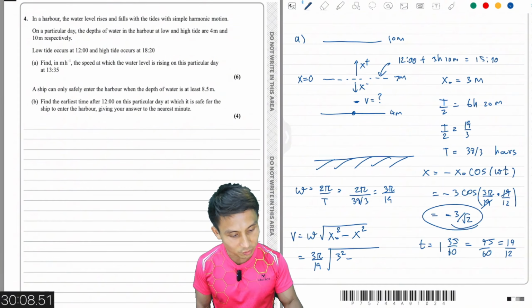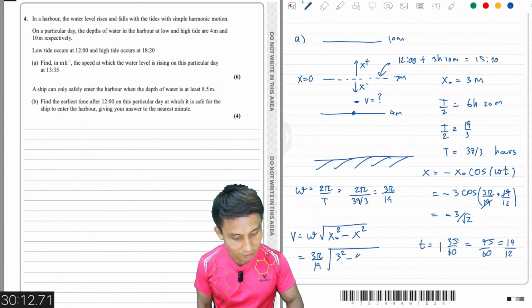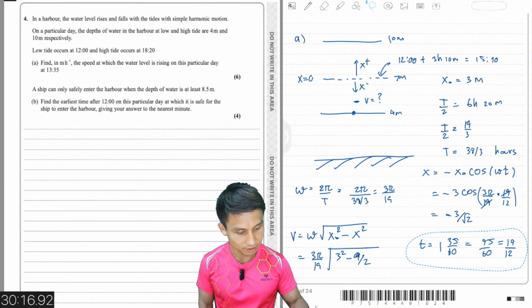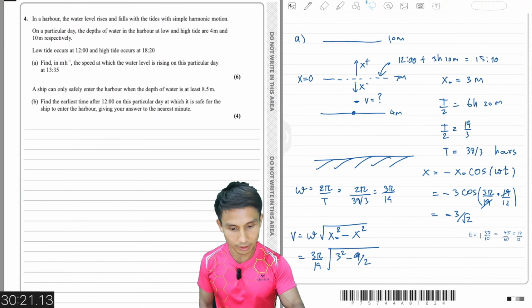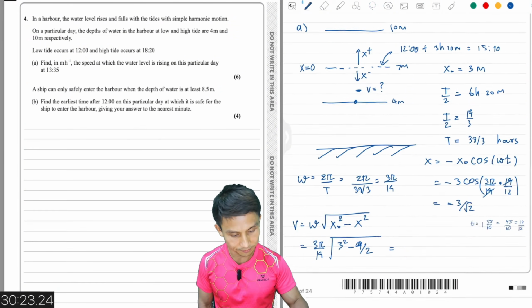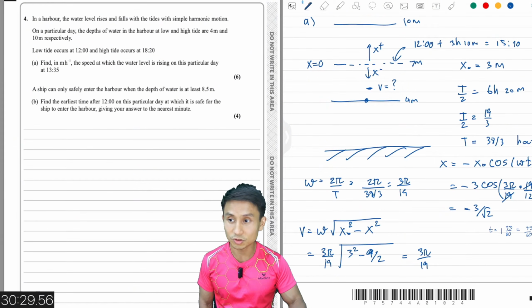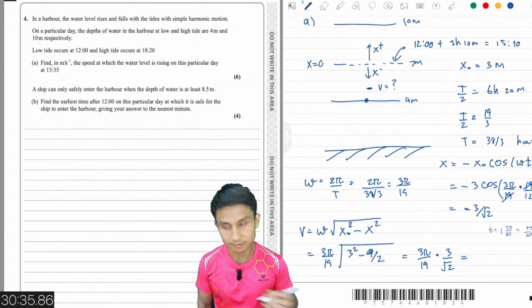So if we square this and plug in this, what is that? 9 over 2, isn't it? Okay, so I'm just going to shrink that. So this will be equal to 3 pi over 19 times the square root of 9 minus 9 over 2, so also 9 over 2. The square root of 9 over 2 will be 3 over root 2, right?